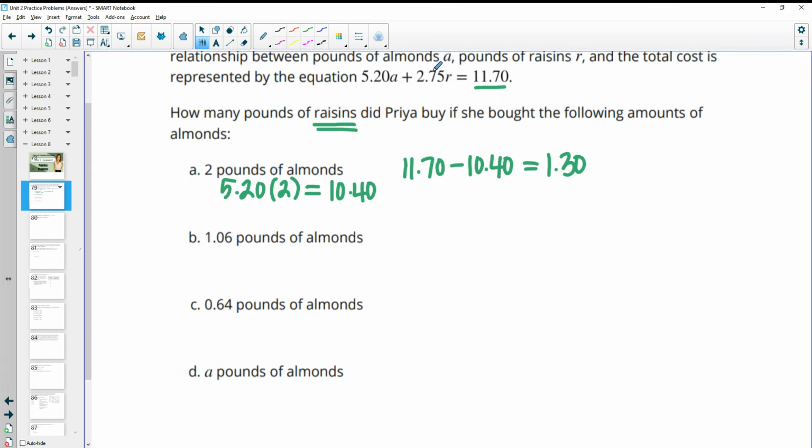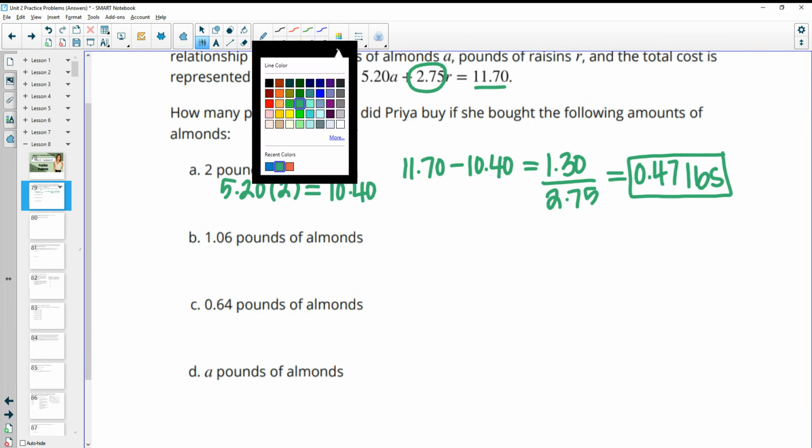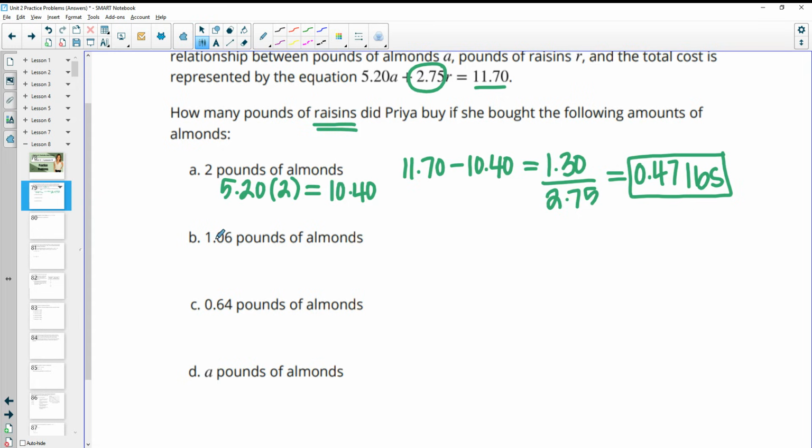Then you could divide by 2.75 to figure out how much raisins she could buy. So we take the total amount of money we have left divided by the cost per pound of raisins, and we would get that she bought 0.47 pounds of raisins if she bought 2 pounds of almonds. So that's one way you can think about it. Another way, I'll do in the second problem.